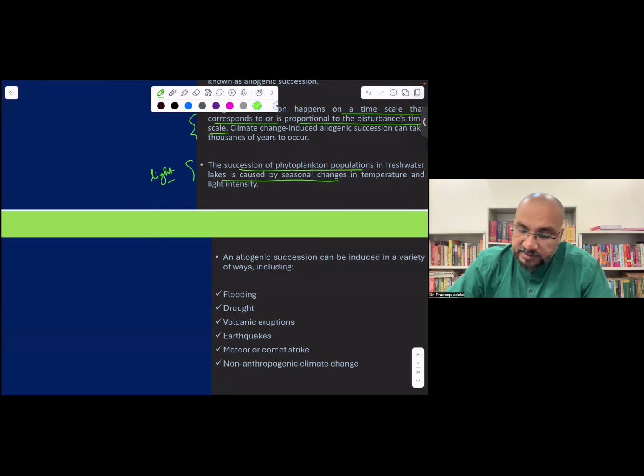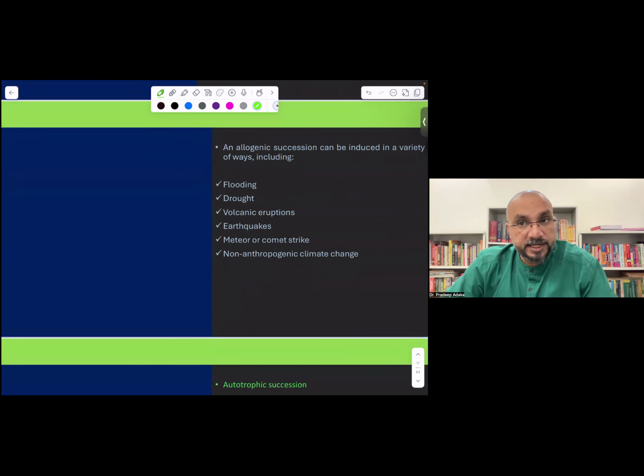So allogenic factors, so changes which are brought about by external factors like flood, drought, volcanic eruption, earthquakes, meteorite strike. So these are external factors. The organisms which are living there don't have any influence. Outside factors are influencing the environment there. So such changes will lead to succession. So other species will occupy the area.